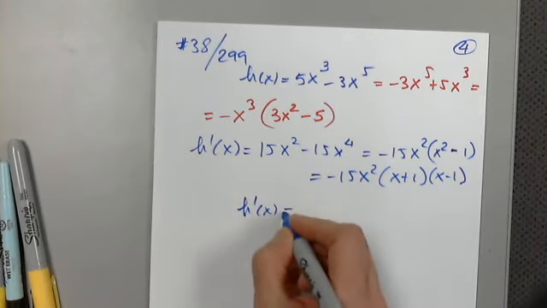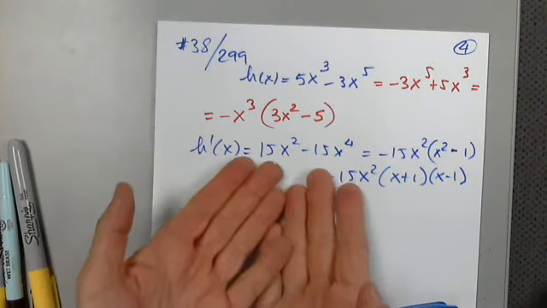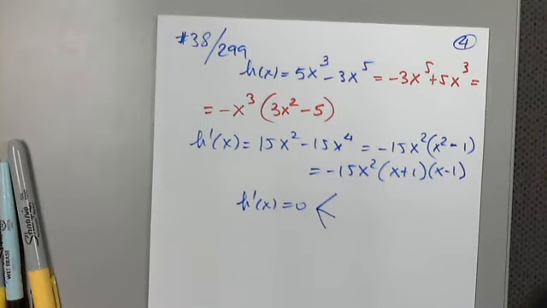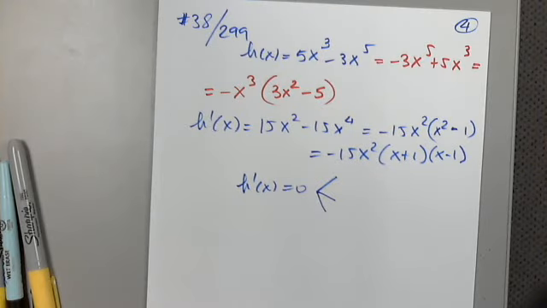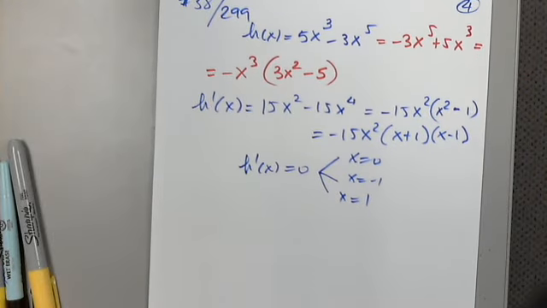h prime of x equals 0. I hope you agree that there is no critical number coming from h prime being undefined, because this is a polynomial function, which is always defined. So critical numbers can only come from h prime of x being 0. And I see 3 critical numbers. And they are 0 and negative 1, positive 1. Thank you very much. Very good.